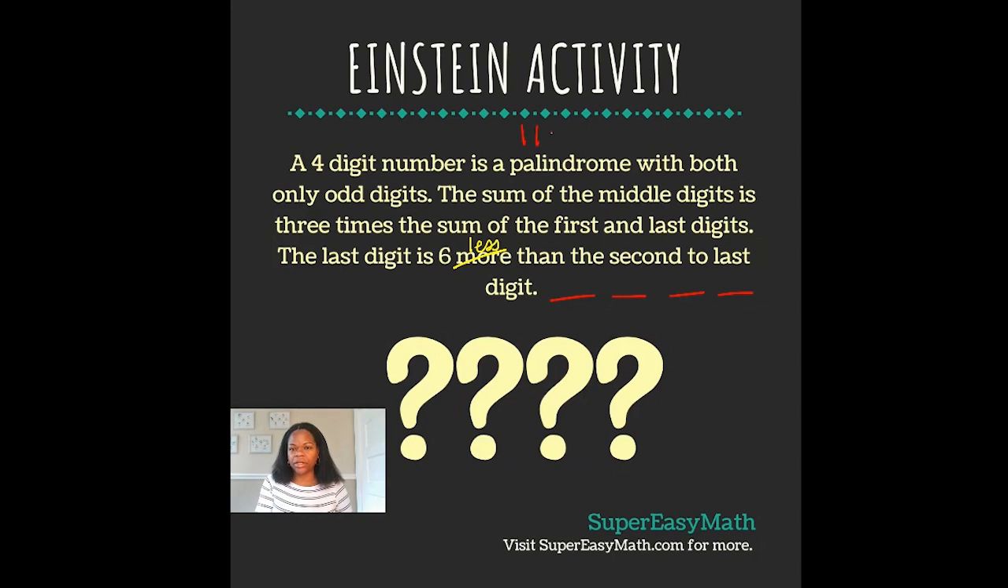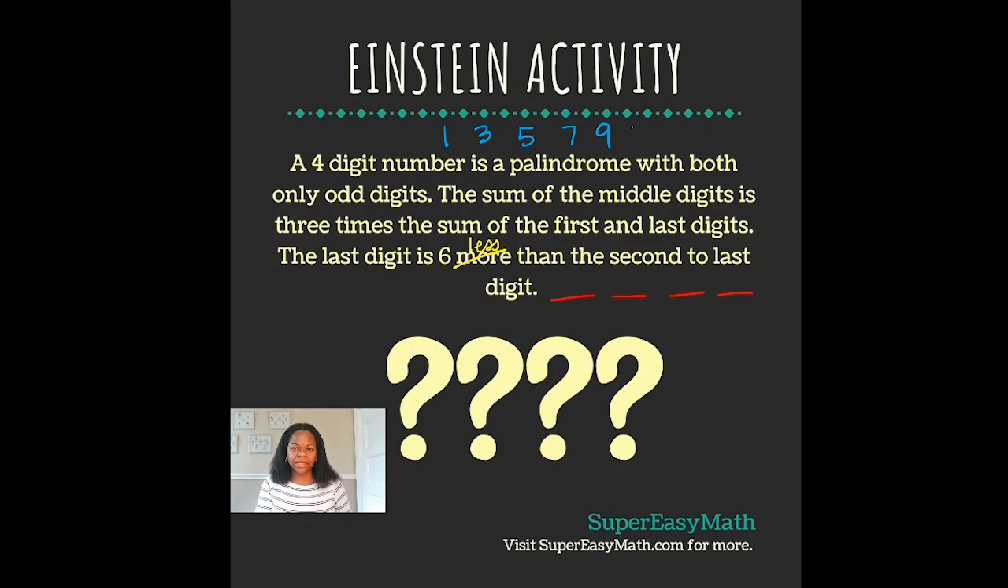So 11011 is a palindrome because you could reverse the order completely and you would have the exact same number. Then the next clue says we're only dealing with odd digits. That means the numbers you're considering can only be 1, 3, 5, 7, or 9.